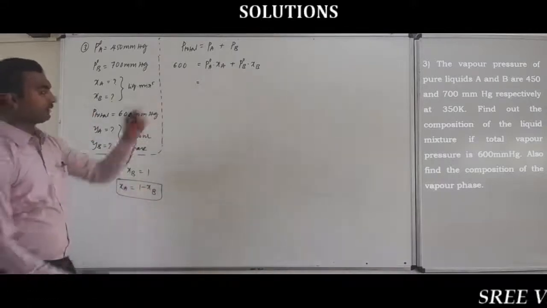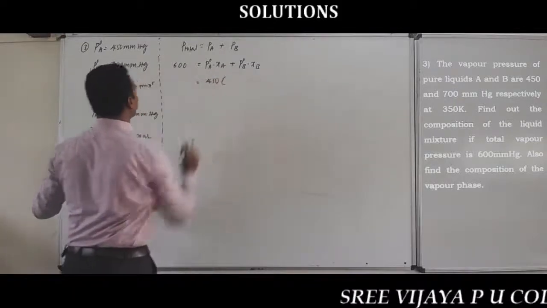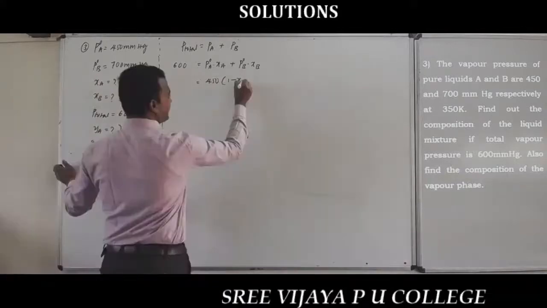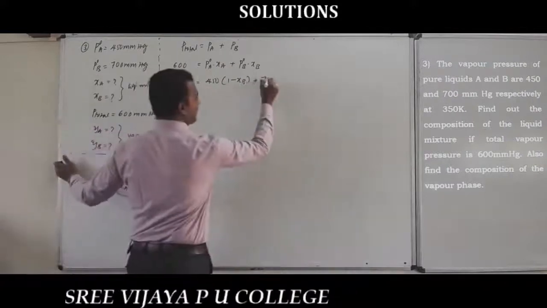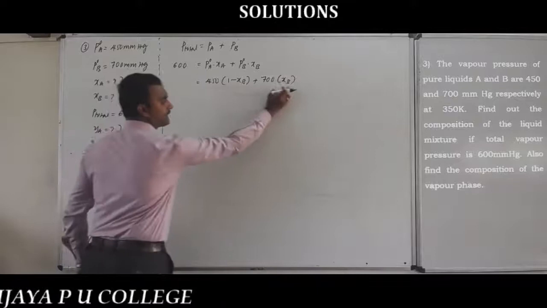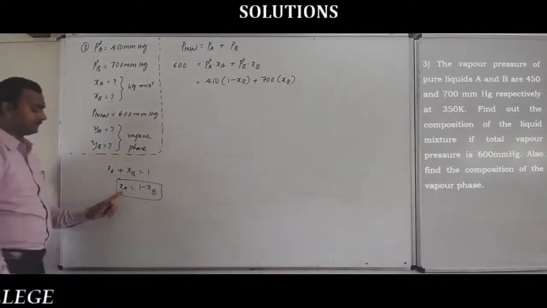Then substitute the value here. P0A is given, 450 mm mercury. XA is written as 1 minus XB, plus P0B is given. P0B is how much? That is 700 mm mercury into XB. So first we have to solve for XB. Once you get the XB value, you can calculate XA.